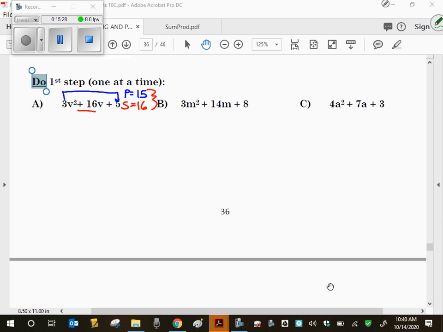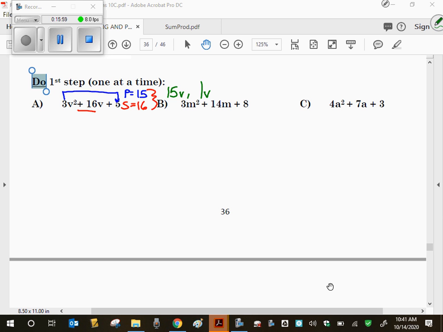Okay, the next step, the two numbers are 15 and 1. But you do not just put 15 and 1 in brackets. That's sum product. That's not decomp. It's not that easy. When you find the 15 and 1, you put the middle terms beside it. Those represent 15V and 1V.